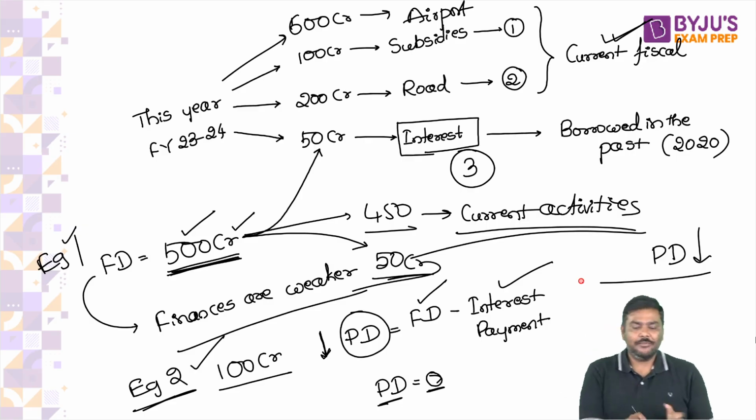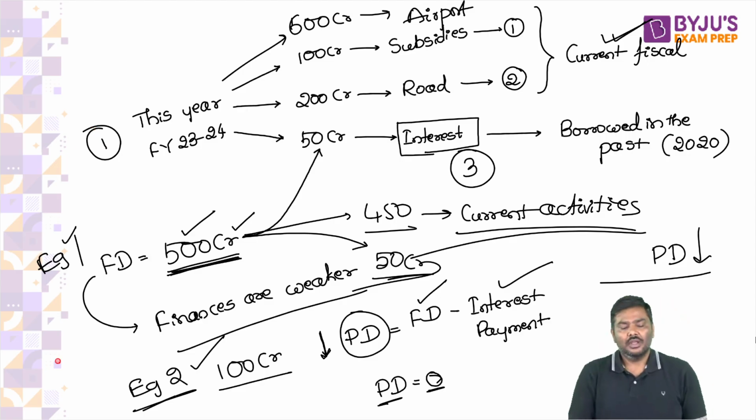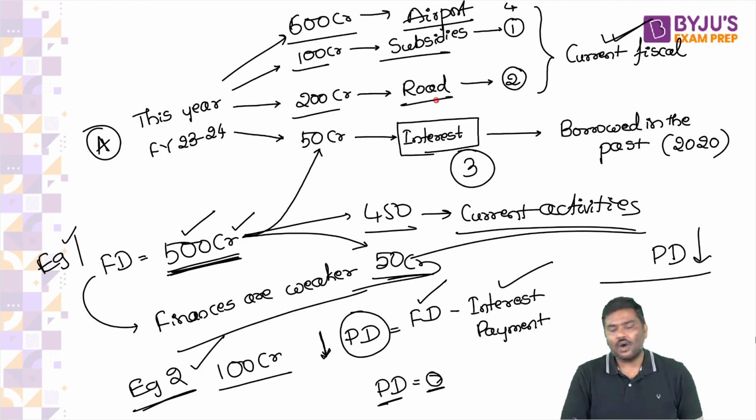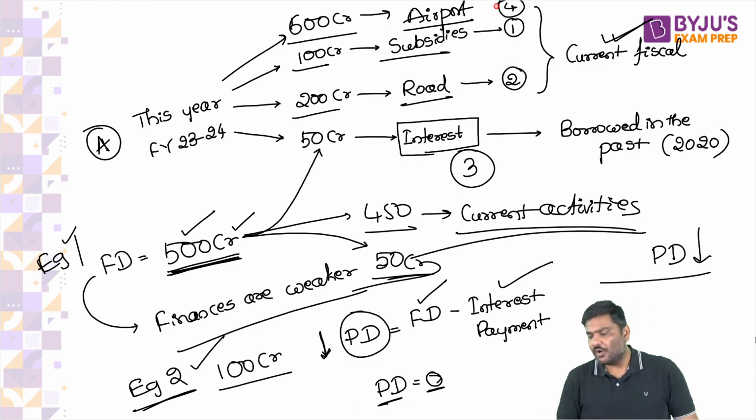So point number 1, imagine this year, or point A, imagine this year, the government will spend 600 crore rupees on the airport, 100 crore rupees on subsidies, and 200 crore on road construction, which means 1 plus 2 plus 3 is the total expenditure incurred by the government.